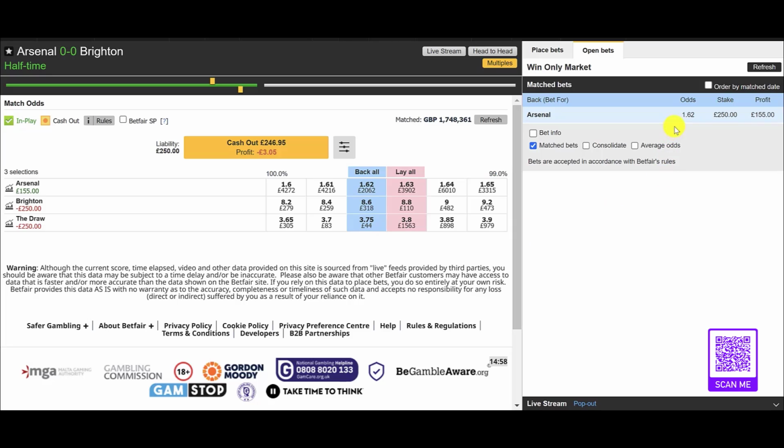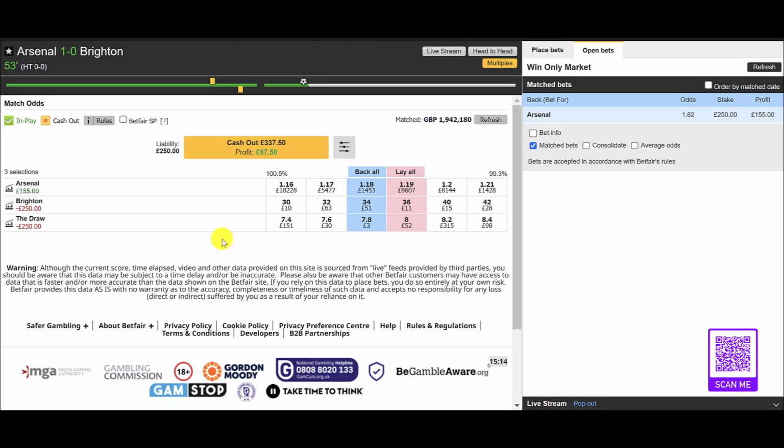But anyway, we're backing them here, 1.62. And it looks like some good value. Okay, our pre-match research indicated we should be backing Arsenal, and the in-game research is indicating that also. So this is looking like a pretty hot stock. Let's see what happens. Arsenal 0, Brighton 0 at half-time.